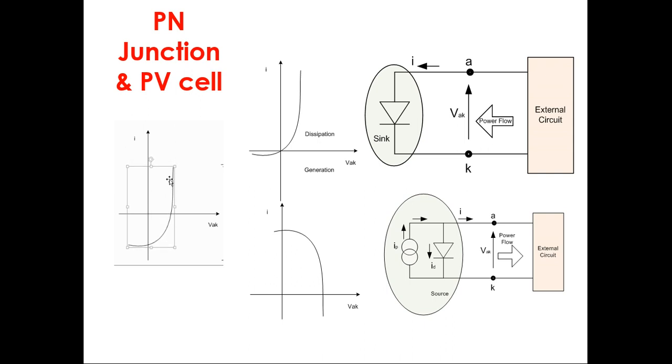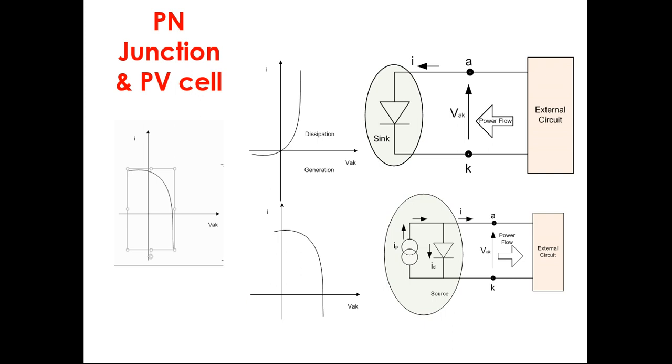As the flipping of the curve will be there. See, it flips. As it flips, we are having the IV curve in the first quadrant, and that is nothing but the generation. This quadrant is dissipation, so we have changed the quadrant. Why? Because the direction of the current is opposite.